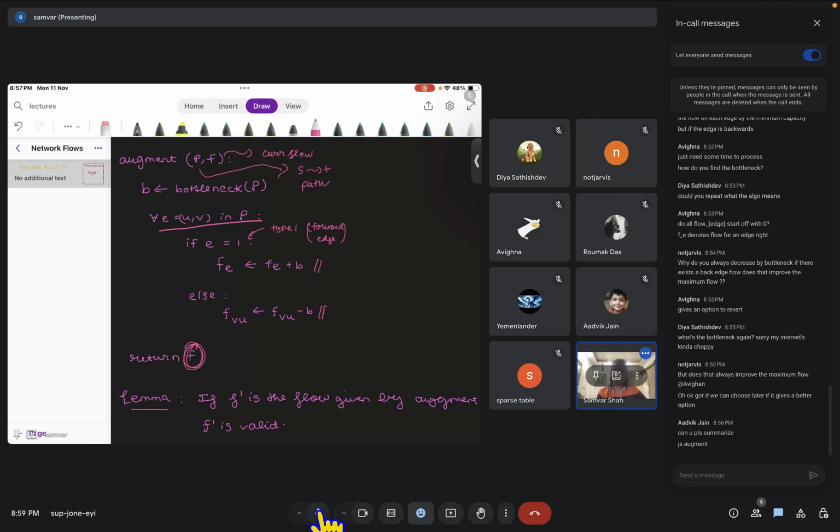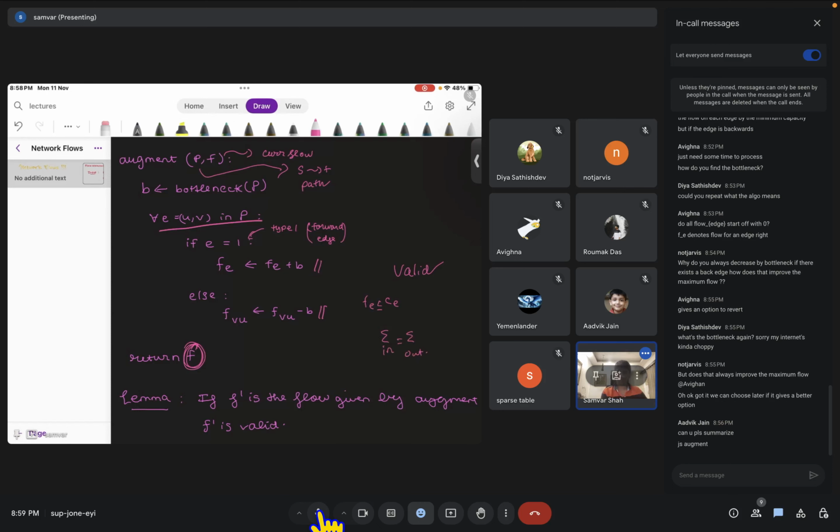But because augment is a bit confusing in itself, I really don't want to go into the proof right now. Is that okay? I can give it as a note. I have the proof. I can just send a screenshot or type it out. Just assume the lemma for now, that if you do augment, you're going to get a valid flow. And going back to the definition, valid just means that f_e is less than or equal to c_e and sum in equals sum out.